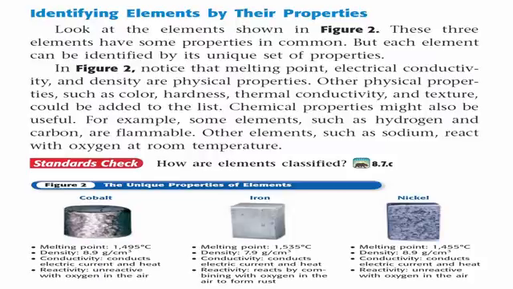Identifying elements by their properties. Look at the elements shown in Figure 2. These 3 elements have some properties in common, but each element can be identified by its unique set of properties. In Figure 2, notice that melting point, electrical conductivity, and density are physical properties. Other physical properties, such as color, hardness, thermal conductivity, and texture, could be added to the list. Chemical properties might also be useful. For example, some elements, such as hydrogen and carbon, are flammable. Other elements, such as sodium, react with oxygen at room temperature.